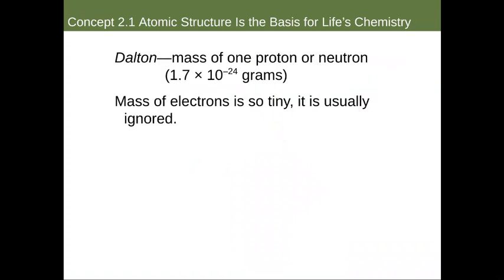When determining the mass of these particles, we see that they are very, very small. A scientist named Dalton discovered that the mass of one proton or neutron is 1.7 times 10 to the negative 24 grams. So that's 1.7 with 24 zeros in front of it. The mass of electrons is so tiny that it's usually ignored or considered negligible. Reading in your text, it's estimated to be about 1/2000th of that mass. So very, very small, and they're also moving very, very fast.